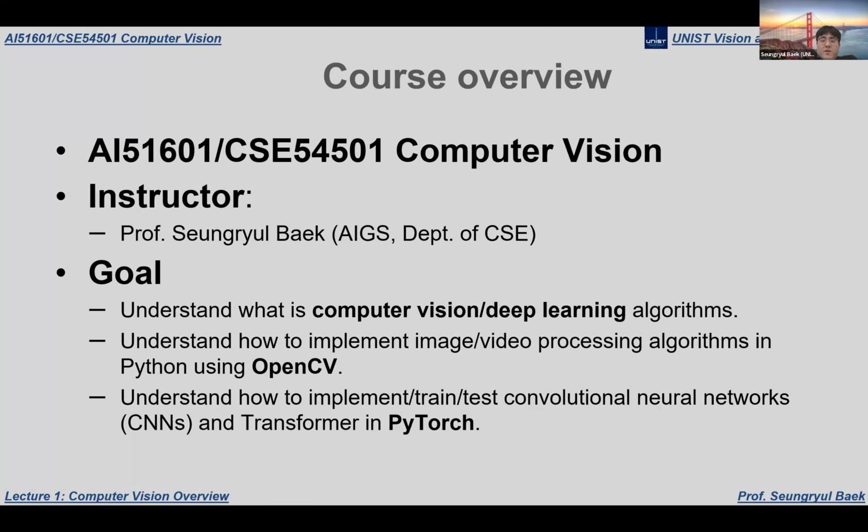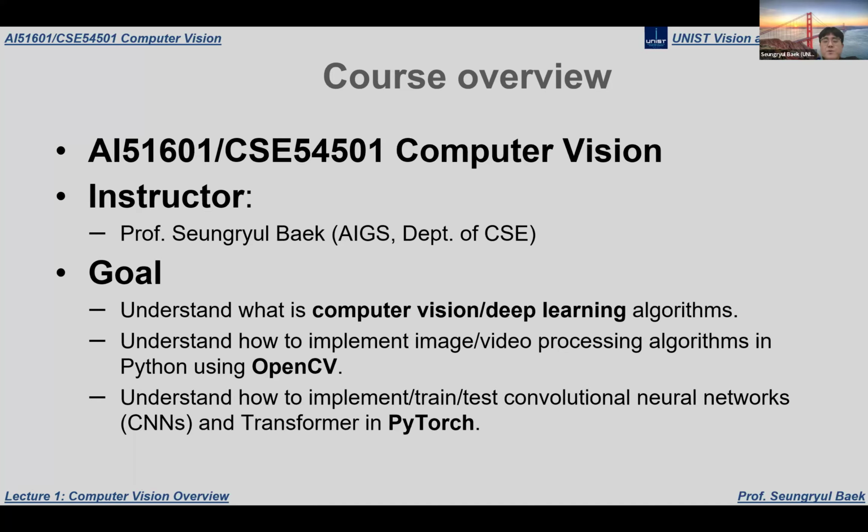So, this is a computer vision course, actually advanced computer vision for CSE. For 545, our class name is Advanced Computer Vision. Actually, this course is a computer vision class for the graduate student. And I'm Professor Seung-Yeol Baek, affiliated to AI Graduate School, and also I'm partially affiliated to CSE department.